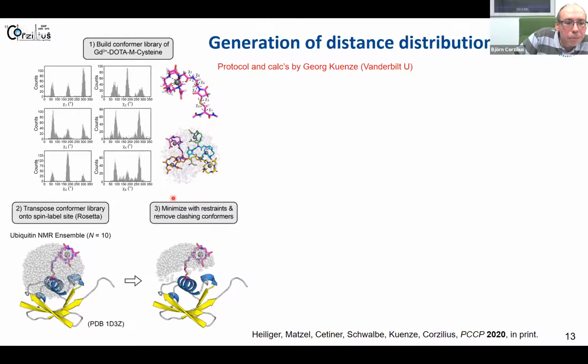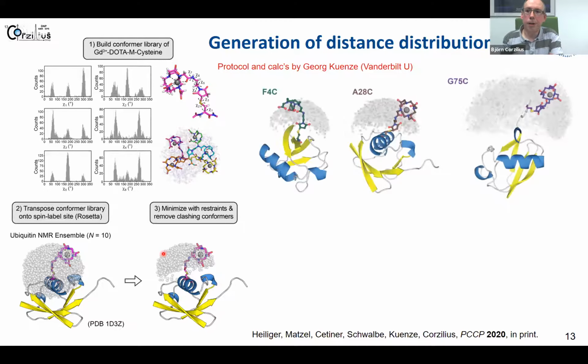He generated a library of all the different rotamers, which were deposited in the crystallographic open database. And from this, he generated a relaxed protein model. From this, we were able to project the different conformers and the space where the gadolinium can be positioned.